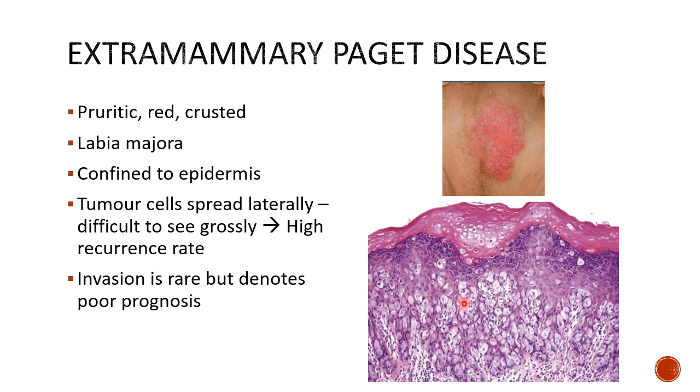They're quite large, with voluminous cytoplasm. Here they are confined within the epidermis. So invasion into the stroma is rare, but whenever that happens, it indicates a poorer prognosis. So this is an important condition to exclude if someone presents with an eczematous-like lesion in the vulva.